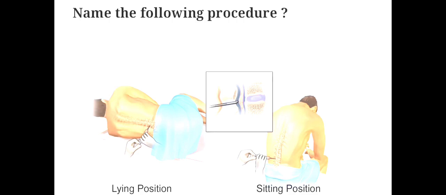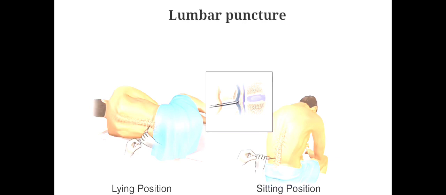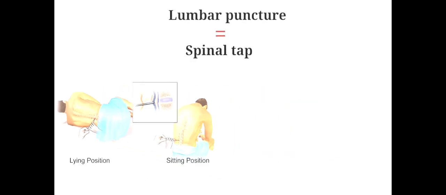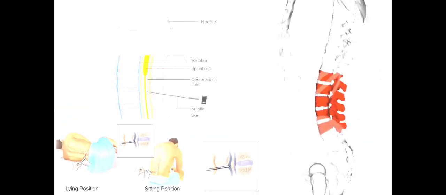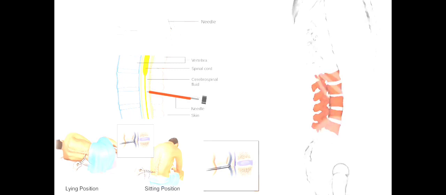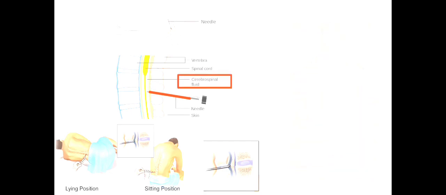Name the following procedure. A. Thoracentesis, B. Endoscopy, C. Lumbar puncture, D. Central line insertion. And the answer is C. Lumbar puncture. A lumbar puncture is also called spinal tap. It is performed in your lower back in the lumbar region. During a lumbar puncture, a needle is inserted between the two lumbar bones to remove a sample of cerebrospinal fluid. This is the fluid that surrounds your brain and spinal cord to protect them from injury. The main reason for a lumbar puncture is to help diagnose diseases of the central nervous system, including the brain and spine.